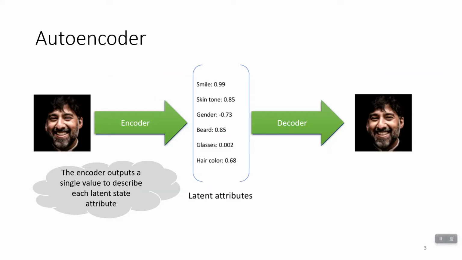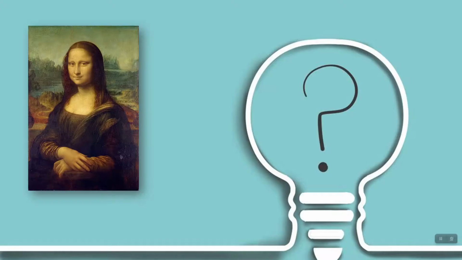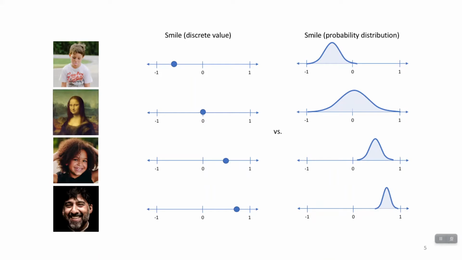AutoEncoders learn the compressed representation of input automatically by first compressing the input and decompressing it back to match the original input. The encoder outputs a single value to describe each latent state attribute. The question is, what single value would you assign for the smile attribute if you feed in a photo of the Mona Lisa? Using a variational autoencoder, we can describe latent attributes in probabilistic terms.